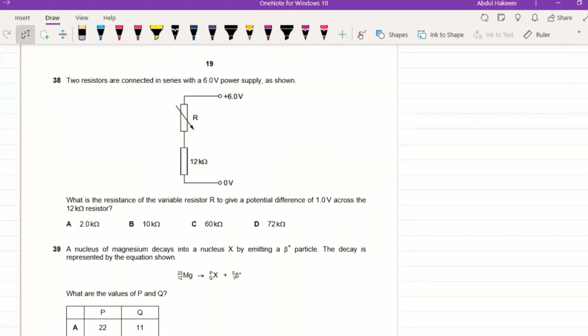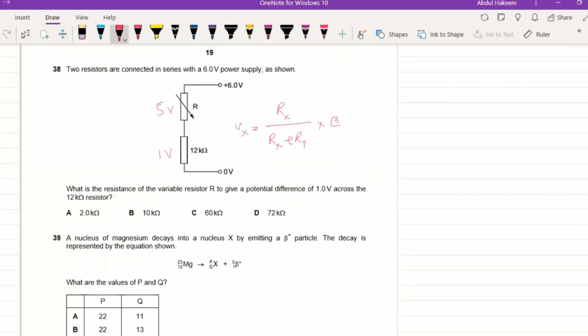And then question number 38. The question is, two resistors are connected in series with a 6 volt power supply. What is the resistance of the variable resistor R to give a potential difference of 1 volt across 12? So here the potential is 1 and here the potential is 5. So the potential divider formula: Rx over Rx plus Ry multiplied by EMF is equal to Vx. So Vx is 5. So we will write 5 is equal to R divided by R plus 12 times 6. Then it becomes 5R plus 10 is equal to 6R.